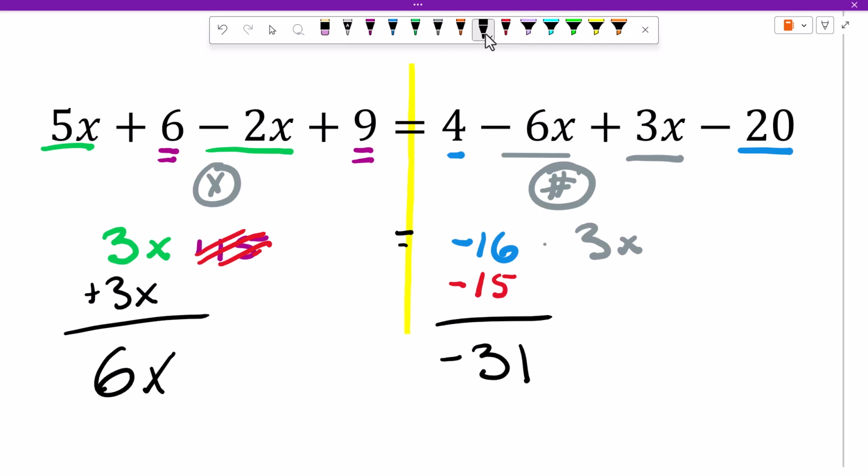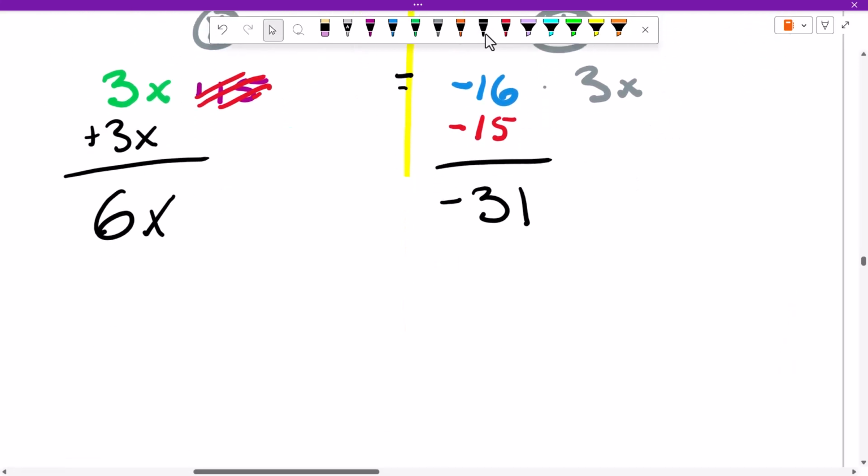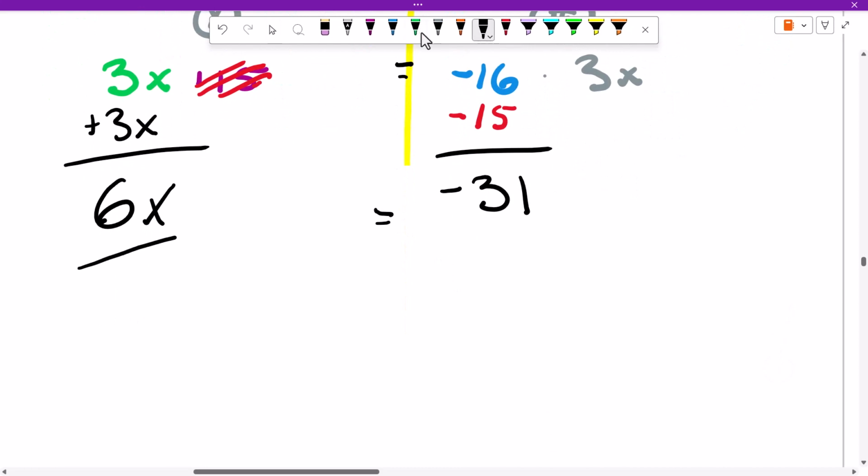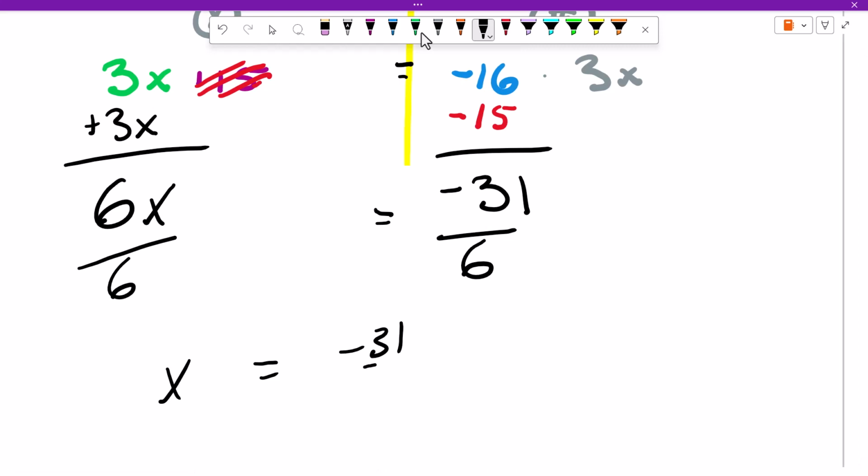Right? So this is what makes this chapter difficult. There's not just one way to get the answer. As long as you're doing your steps mathematically correct, I'll give you all the credit. I might find your method not the most efficient, but that doesn't really matter. It's what's easier, right? So we have the equal sign, and simply just divide by 6, and our answer is negative 31 over 6.